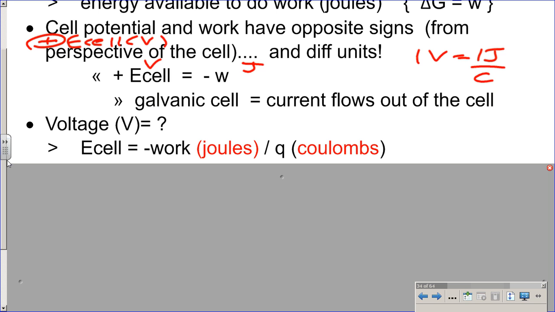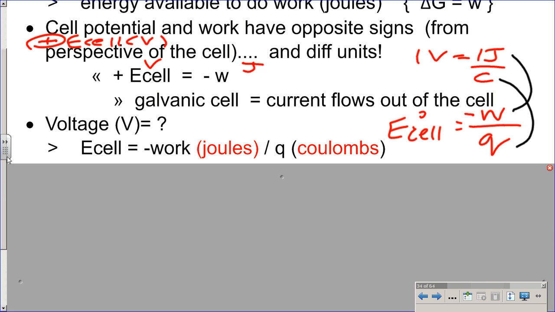So what we're saying is E cell is negative work per Q. Negative work, which is joules, and then Q, which is a measure of charge. It's not heat in this one, okay? So Q with electrochemistry is charge. Q with thermodynamics and thermochem is heat, right? So this Q is not heat. I just wanted to show you this connection: joules and work, and coulombs and charge.